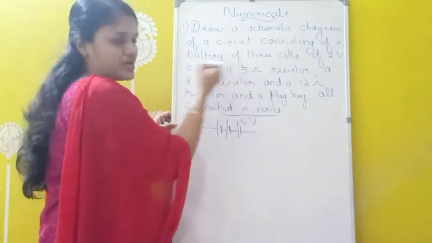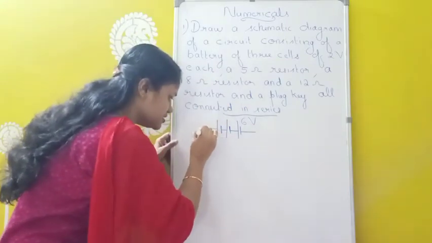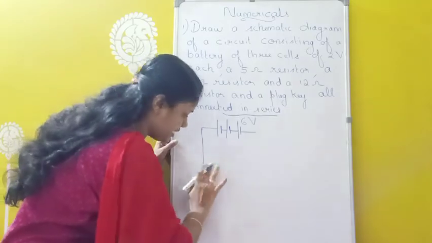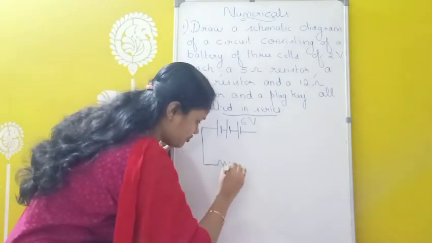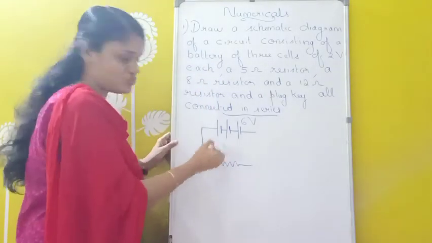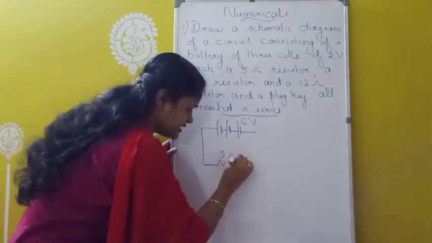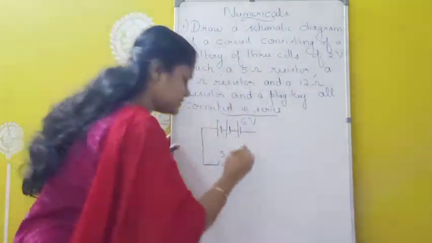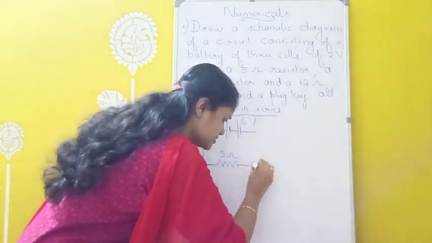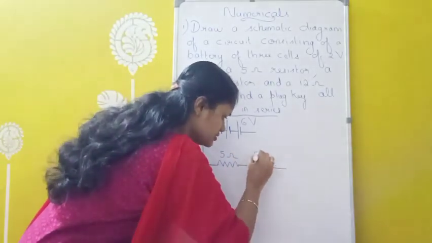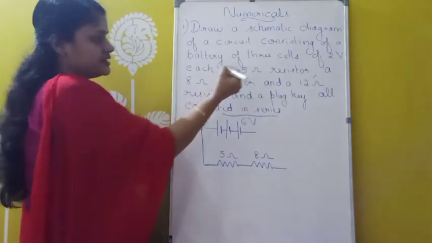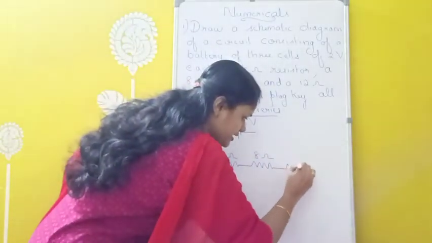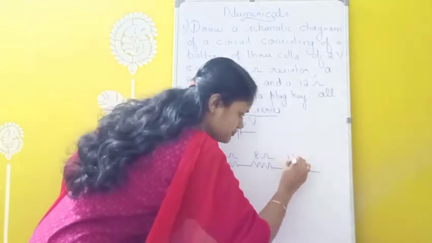Then we have a 5 ohm resistor. So you can connect a 5 ohm resistor here. So everything in series only. Okay. So first of all I am drawing a 5 ohm resistor. So this is a 5 ohm resistor. So we can mark it here as 5 ohm. The next one we have another one, an 8 ohm resistor. So we have an 8 ohm resistor here. Its value is 8 ohm. The next one we have a 12 ohm resistor. So we have a 12 ohm resistor.